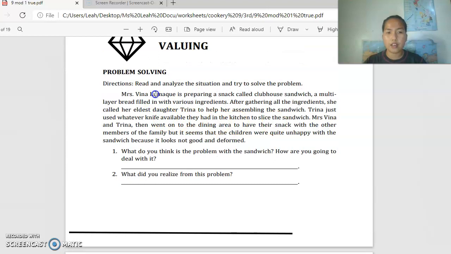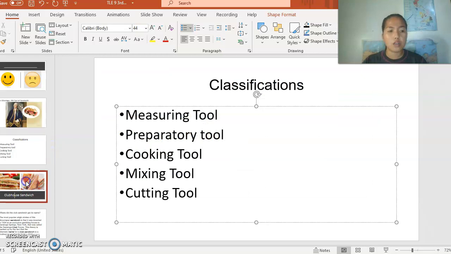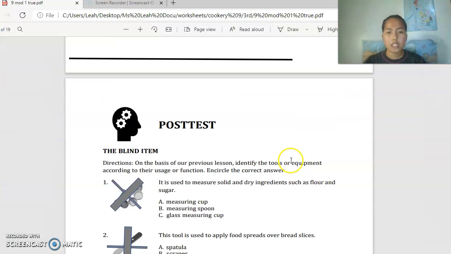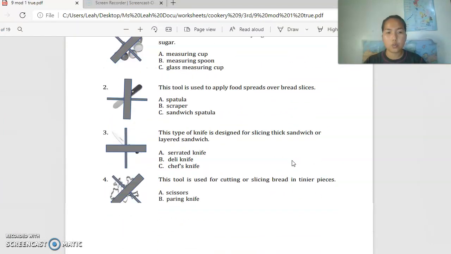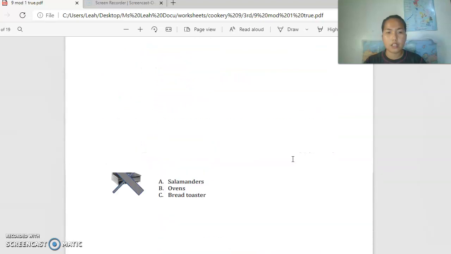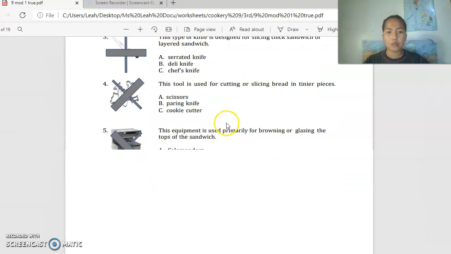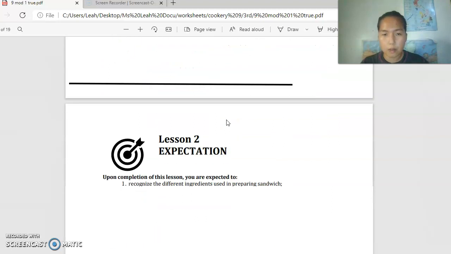So Mrs. Vina Lomake preparing a clubhouse sandwich. So what do you mean by clubhouse sandwich? Is a multi-decker bread field. So this is a clubhouse sandwich. Clubhouse. It is a multi-decker sandwich. Next, so in your post test, this is 1 to 5, I think. Yes, 1 to 5. Just answer directly. This is okay. You can read that one, and you can also review on your notes.